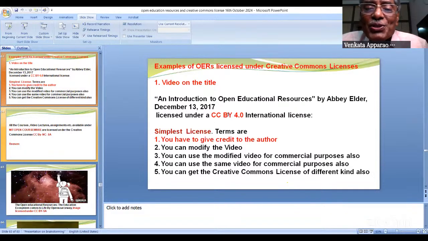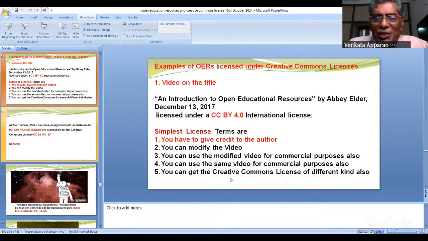So what are the terms? CC BY is the simplest license. You have to give credit to the author. You can modify the video. You can use the modified video for commercial purposes also. You can use the same video for commercial purposes also. You can get a Creative Commons license of a different kind for the modified video. So these are the terms which you can understand by looking at the symbol CC BY.